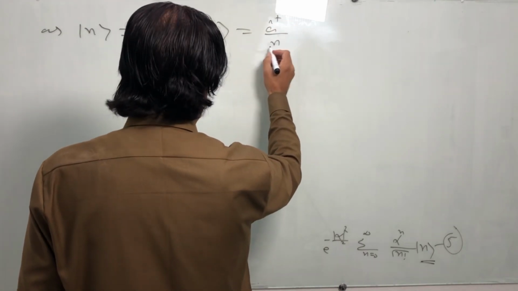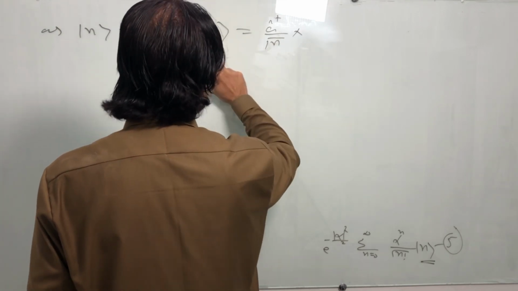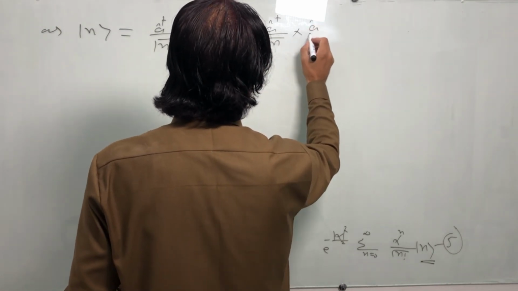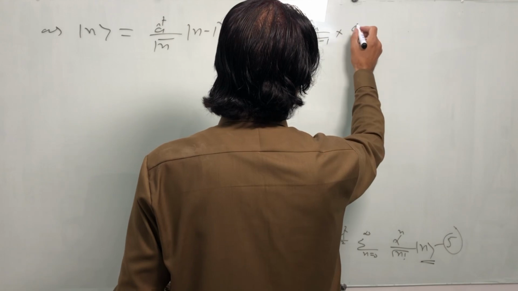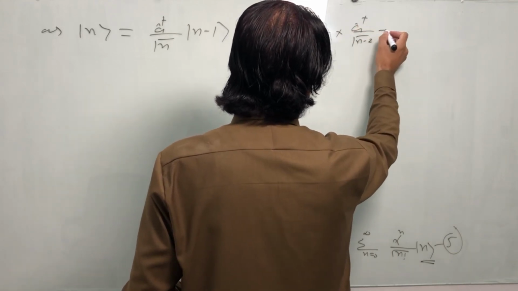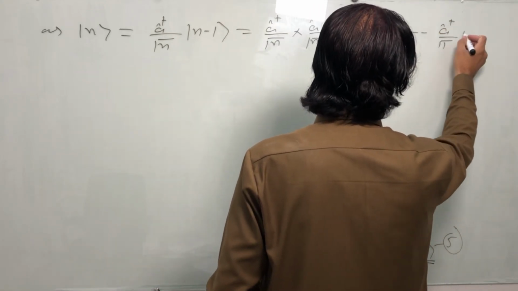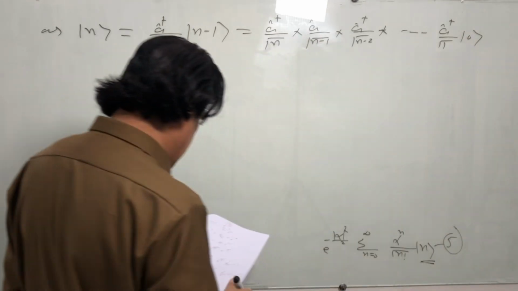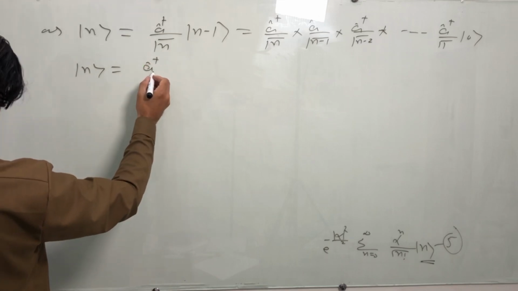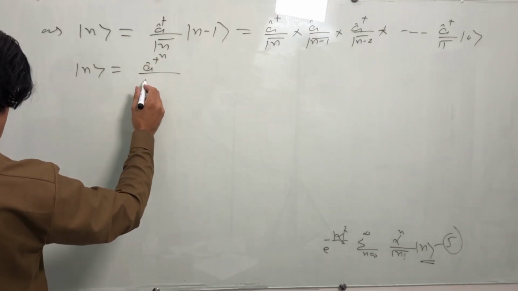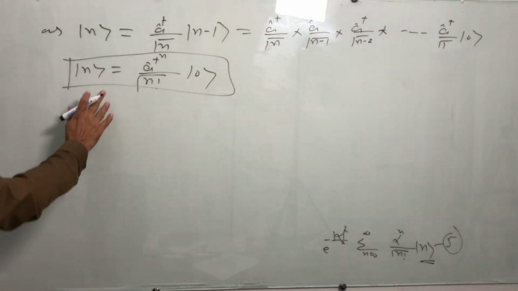and this relation can also be written in this form: a dagger divided by root n, n, and n minus 1. If we find n minus 1, then this is equal to a dagger divided by root n minus 1, n minus 2, and if we find n minus 2, this will be equal to a dagger n minus 2, and this is equal to a dagger divided by 1, and this is equal to the 0 state. And for this, we have a dagger to the power n divided by root n factorial and the 0 state.